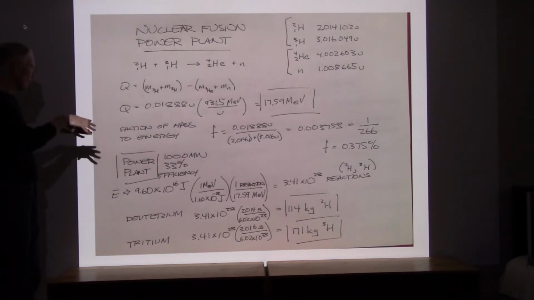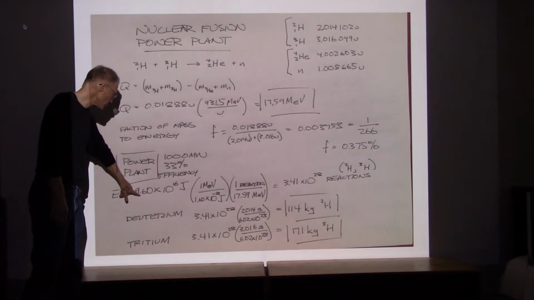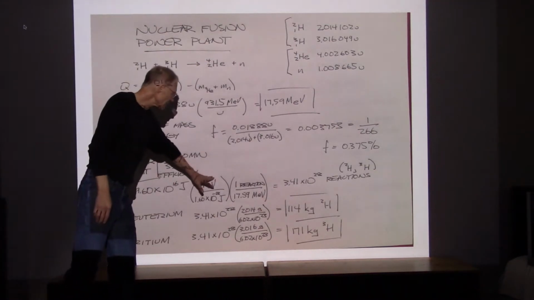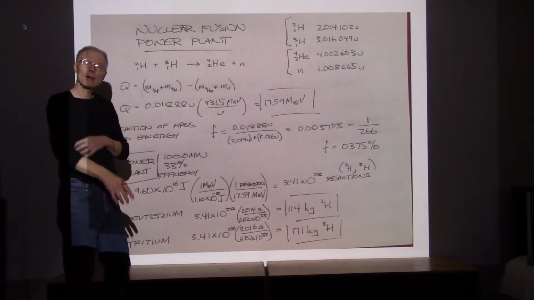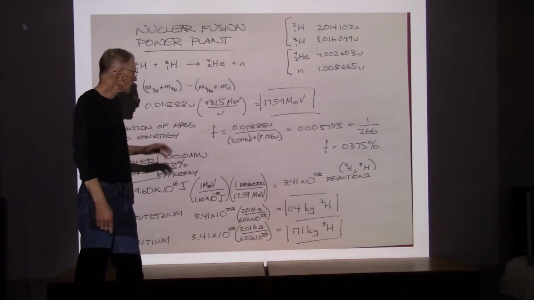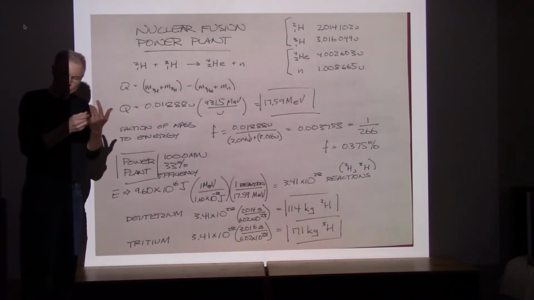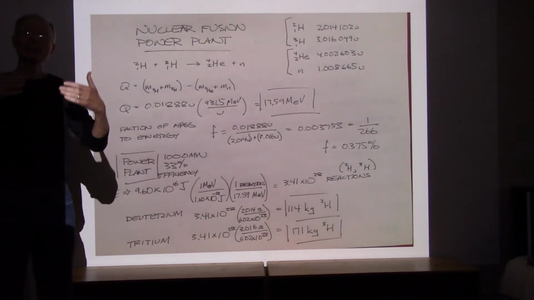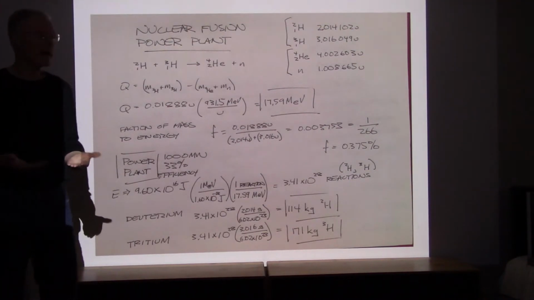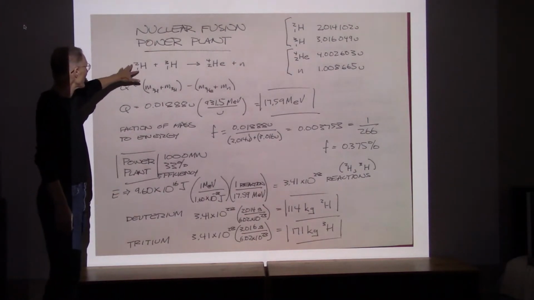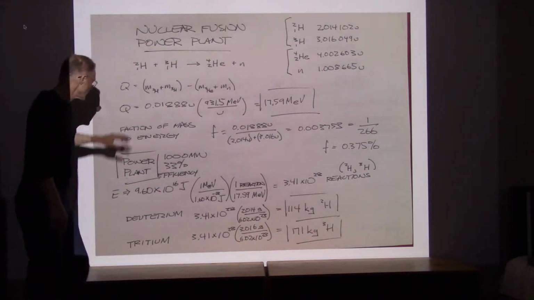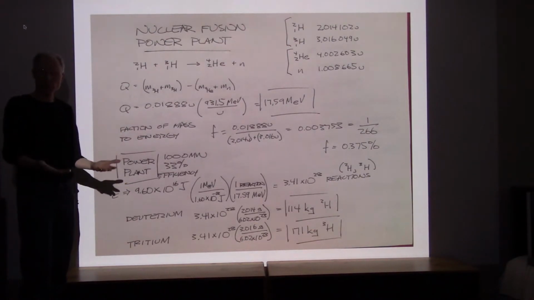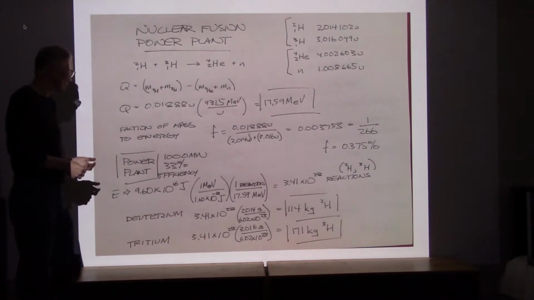1 year of operation would produce 9.6 × 10^16 joules. Now I'm converting that to MeV, same as before. This time I'm doing the calculations a little different. What I'm trying to find out is how much deuterium do I need and how much tritium do I need. So I want to find out how many times I'm going to run this reaction. How many times does that reaction need to run in order to generate all the energy for the entire year? Enough thermal energy to operate our power plant.